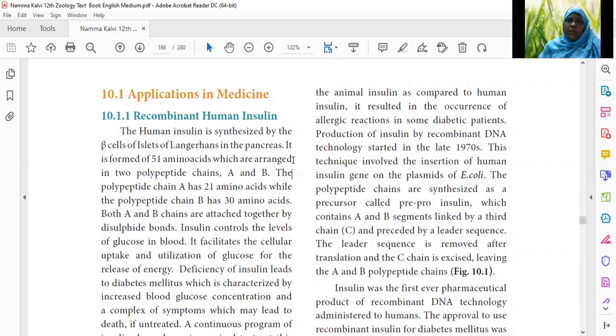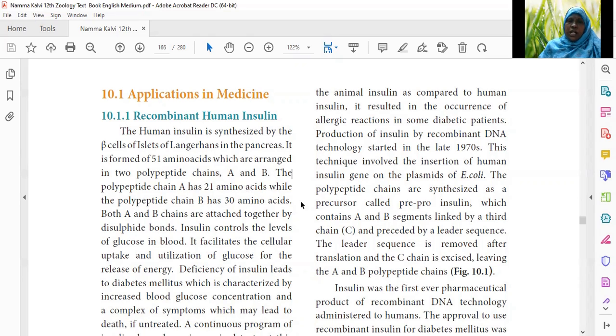The insulin consisting of these 51 amino acids is arranged in two polypeptide chains, polypeptide chain A and polypeptide chain B. Out of the 51 amino acids, the A polypeptide chain has 21 amino acids and the B polypeptide chain has 30 amino acids.